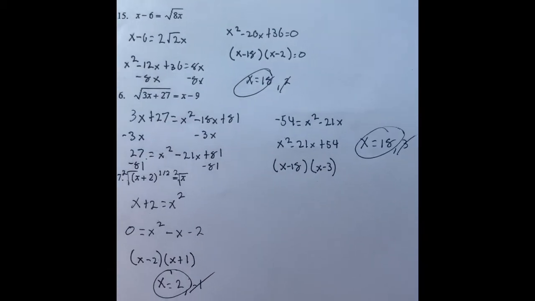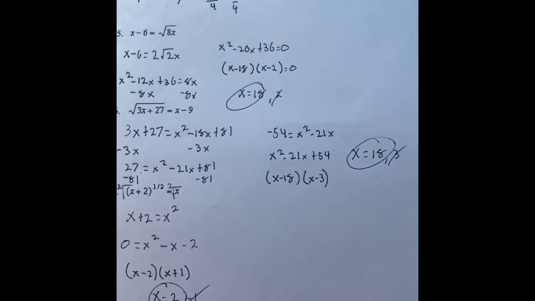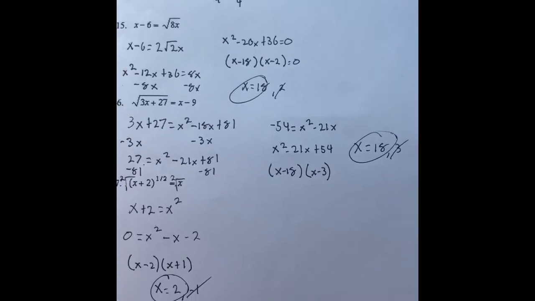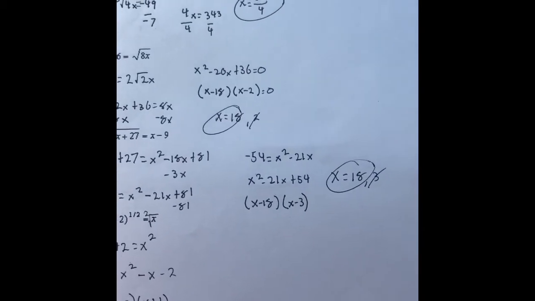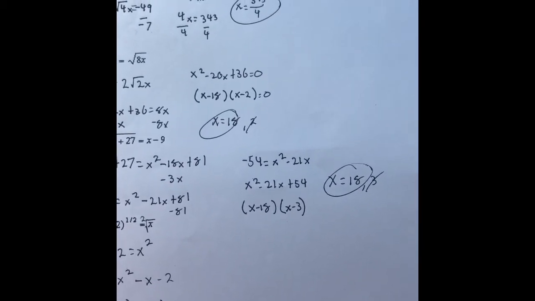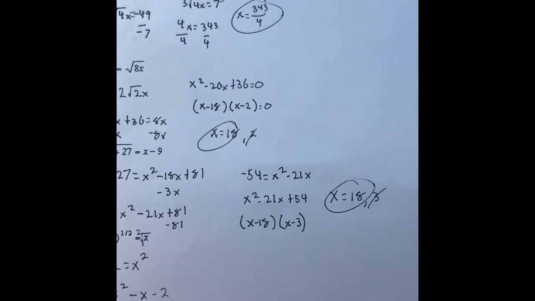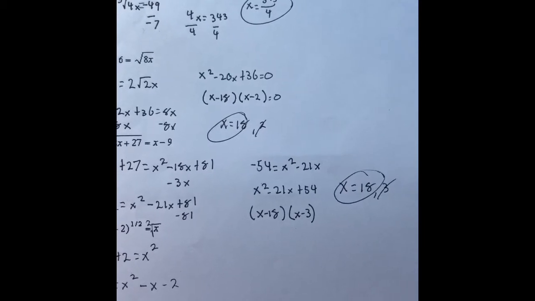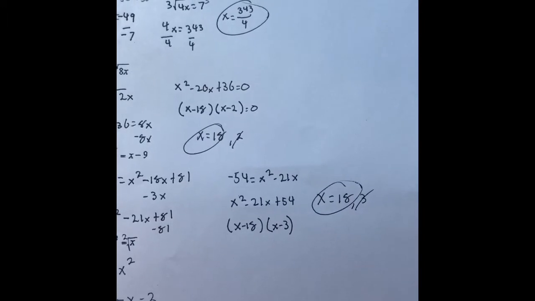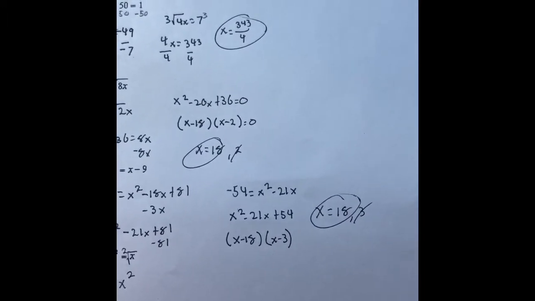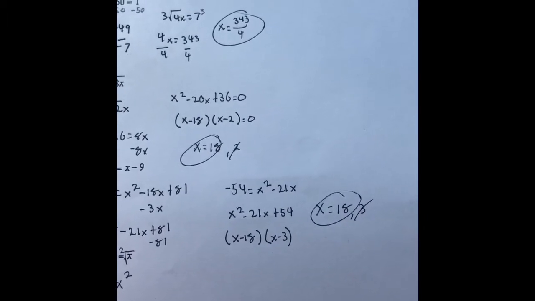Subtract 3x from both sides, you get 27 equals x squared minus 21x plus 81. Subtract 81 from both sides, and you get negative 54 equals x squared minus 21x. Add 54 to the other side, and you get x squared minus 21x plus 54. That equals x minus 18 and x minus 3, but only 18 works.